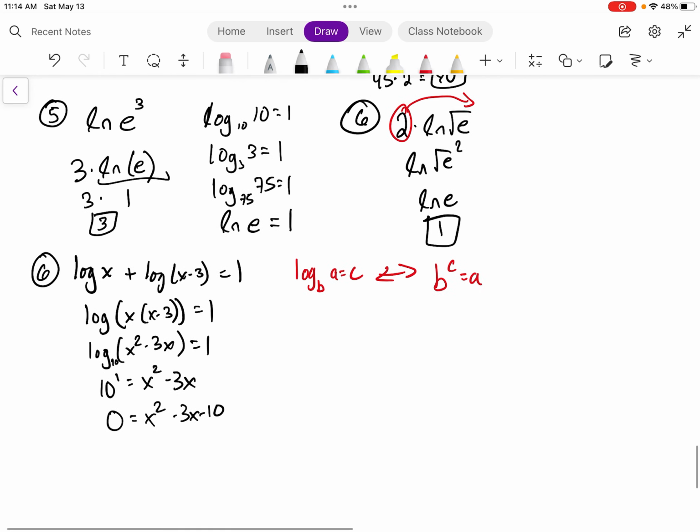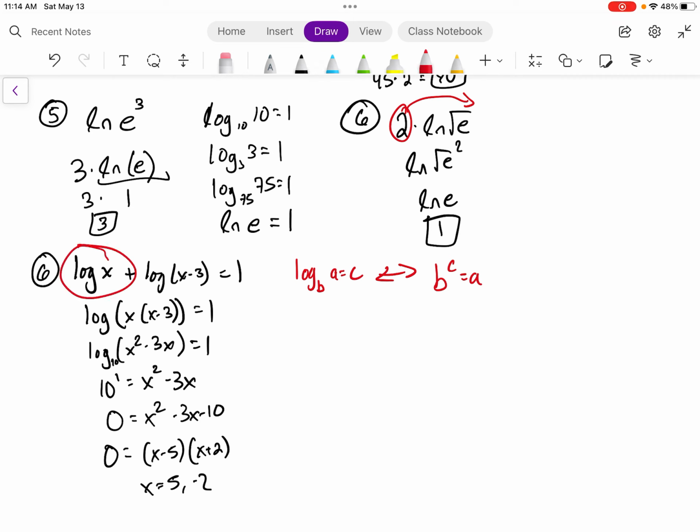Okay, let's factor it. You guys, again, should have done all of these problems already. So I'm going to get 5 and negative 2. But notice if I were to plug negative 2 back into my original equation, it would make this log of negative 2, which of course we cannot have. So the answer is only x equals 5, because negative 2 would make that thing negative. We could have a situation where both answers worked. We just can't ever take the log of a negative number.